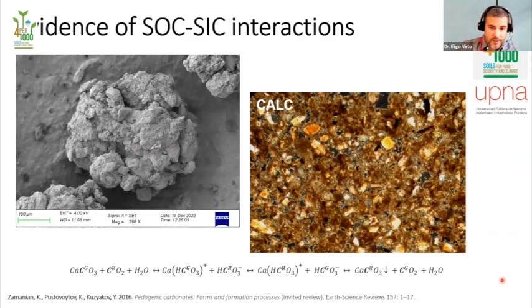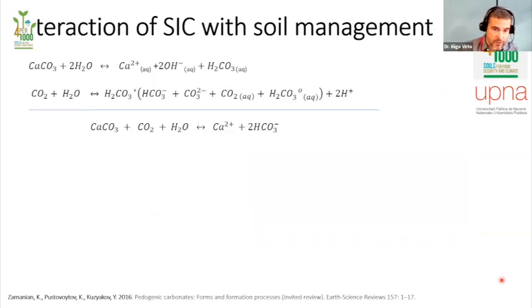So all in all, we can see that there is a close relationship between soil organic carbon cycling and the presence of carbonates in the soil. So the question here is about how agricultural management can interfere with all these processes, and what the role of SIC is in the total carbon cycling of agricultural soils.